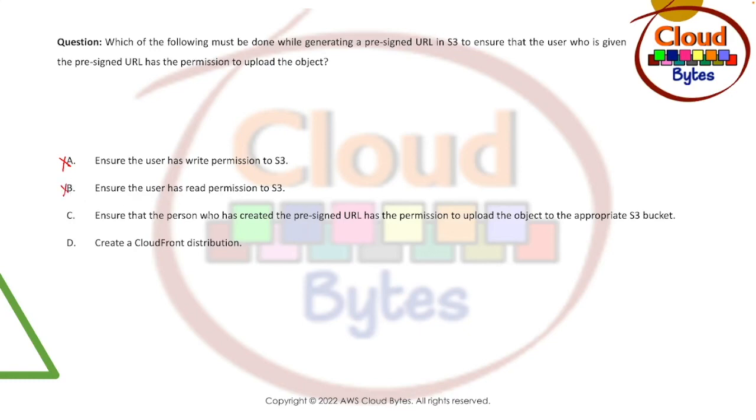Let's look at the third one. Ensure that the person who has created the pre-signed URL has the permission to upload the object to the appropriate S3 bucket. Now, to upload an object in S3, the pre-signed URL must be created by someone who has permission to perform operations that the pre-signed URL is based upon. So this one is a correct option here. Let's look at the fourth one also. Create a CloudFront distribution. CloudFront distribution, as we all know, is used for hosting your S3 bucket as a static website. So this is not required in this scenario. Answer will be C in this particular question.